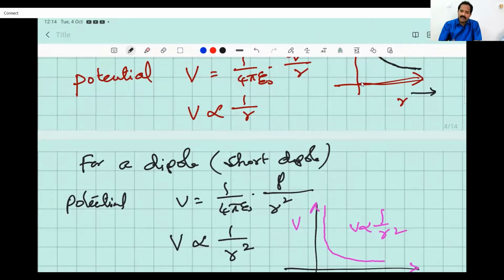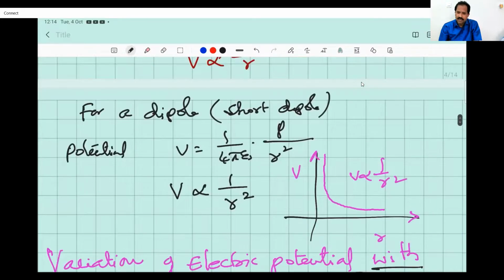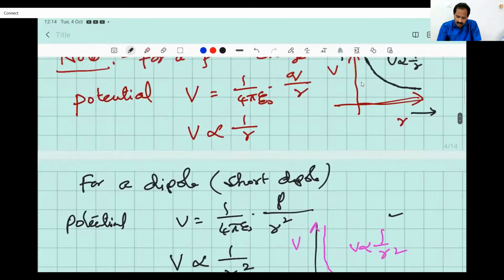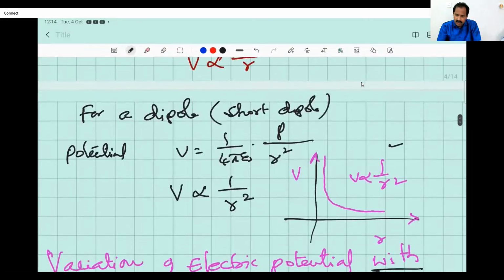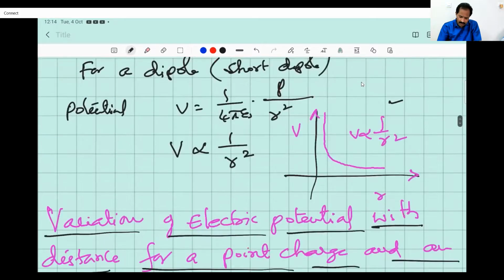Now we have to represent it in a diagram graphically. If I ask you to plot a graph V versus R, then we have to draw like this. This kind of curve comes. V proportional to 1 by R square looks like this. It looks like a rectangular hyperbola type. So 1 by R gives this shape. 1 by R square means the curve is steeper than the previous curve. Okay children, now I will tell you one more point.